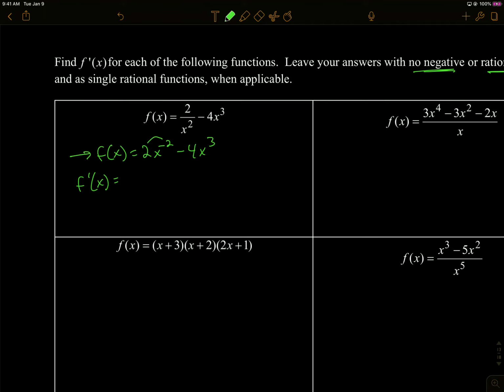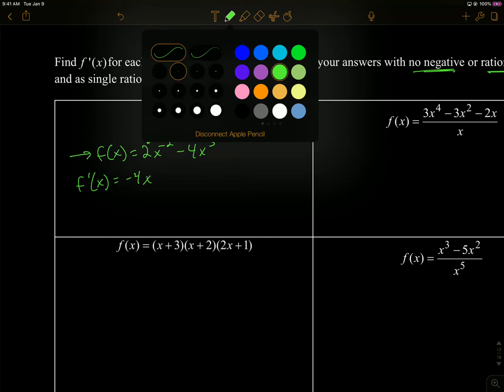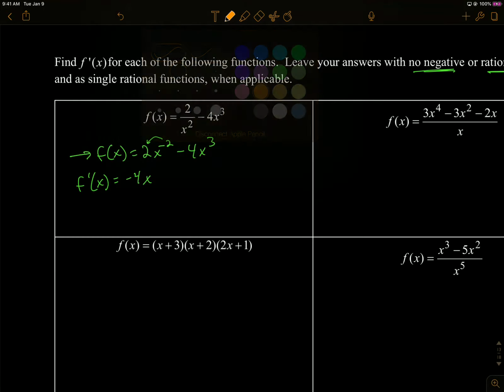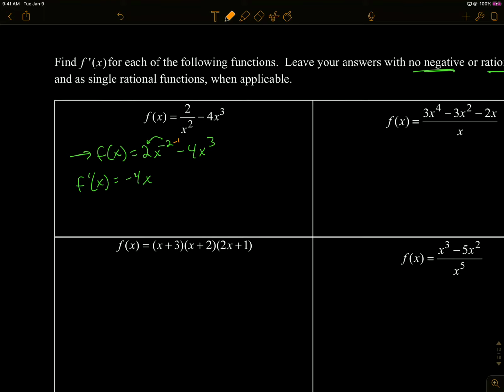I bring the exponent down. I multiply by the 2. I reduce the power by 1. I like to show, when it's negative numbers or fractions, a little -1 there so I make sure I go in the right direction, because some people might call it -1. It's actually -3. Then I bring the 3 down and multiply by the -4 to get -12x. I don't need to show my little -1 because 3 minus 1 is clearly 2.